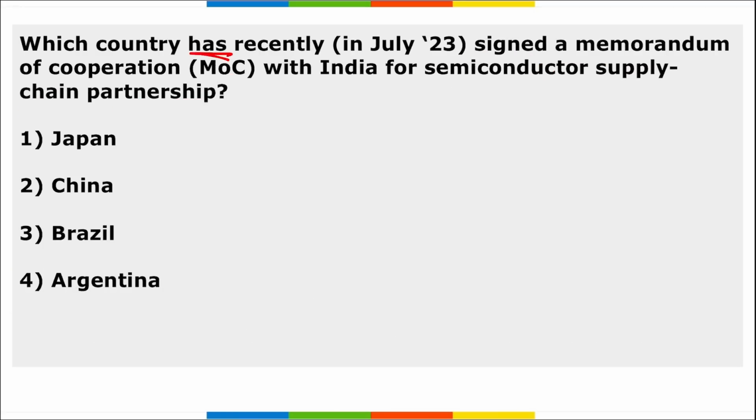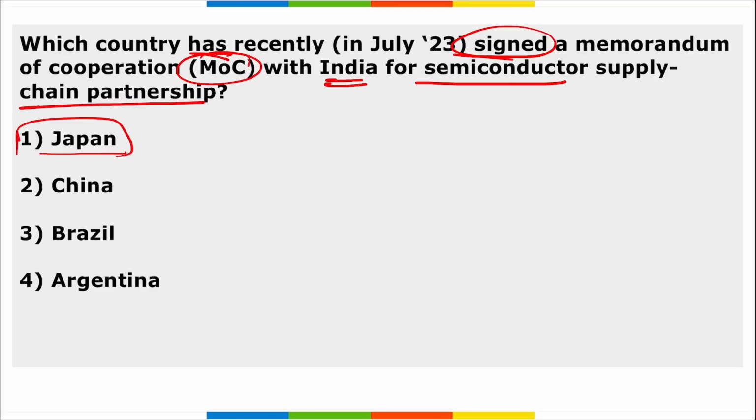Next, which country has recently signed a Memorandum of Cooperation with India for a semiconductor supply chain partnership? Which country is it? It is Japan. Correct? They recently signed a Memorandum of Cooperation for a semiconductor supply chain partnership, for government to government and industry to industry collaboration. This Memorandum of Cooperation will help India become a global hub for the semiconductor industry.